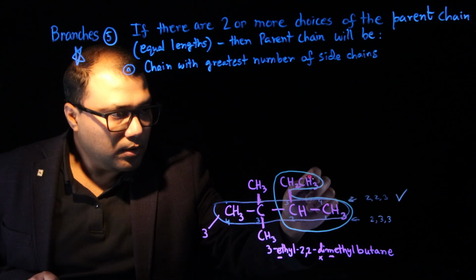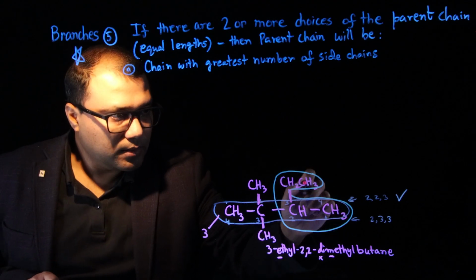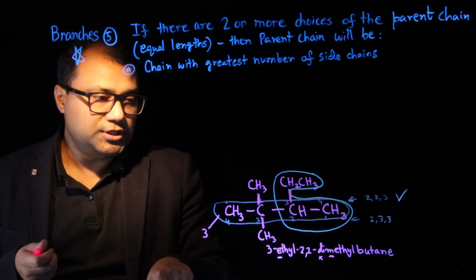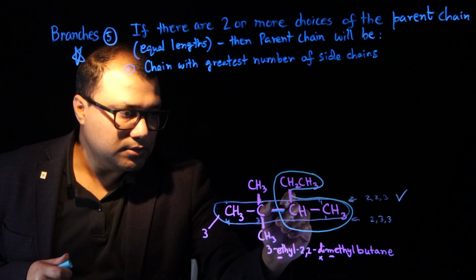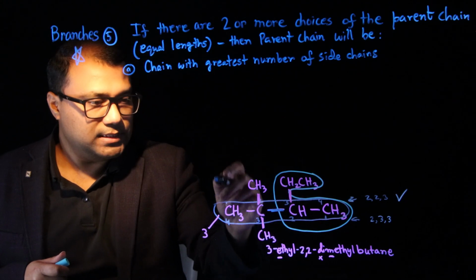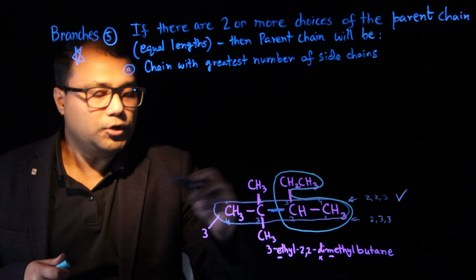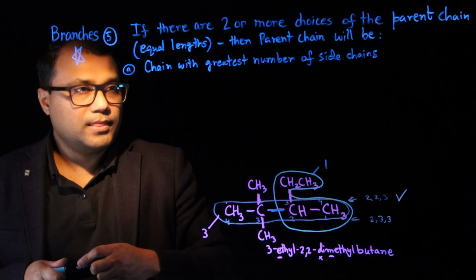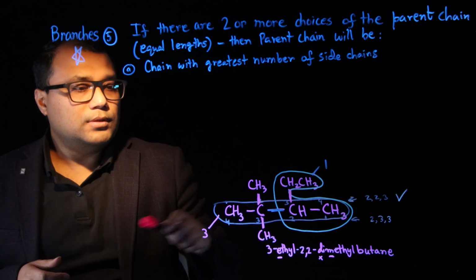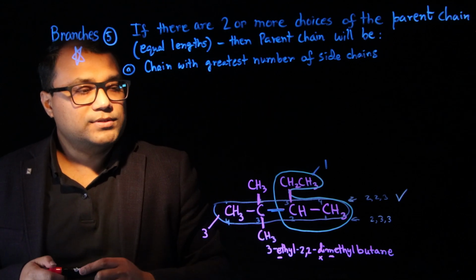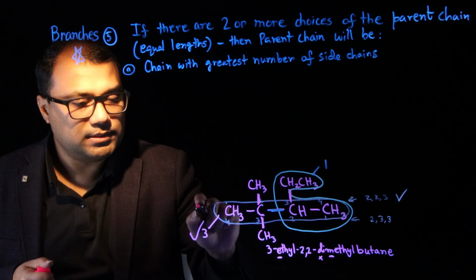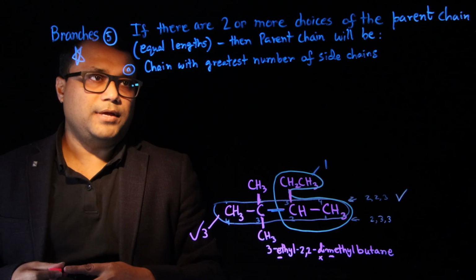Okay. On this one, 1, 2, 3, 4, how many side chains are there? I can see there is only one side chain because this total is one group. So this one has only one side chain. So the chain which has the greatest number of side chains, that becomes the parent chain. So this is the correct option for the parent chain.